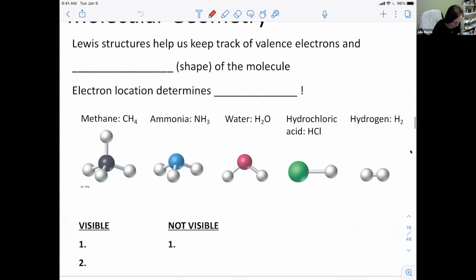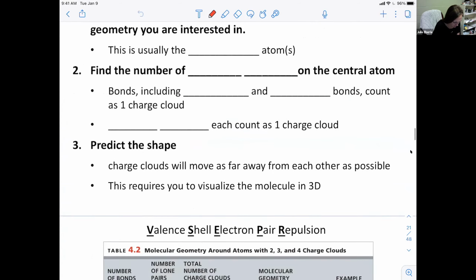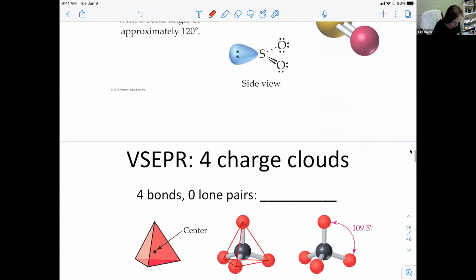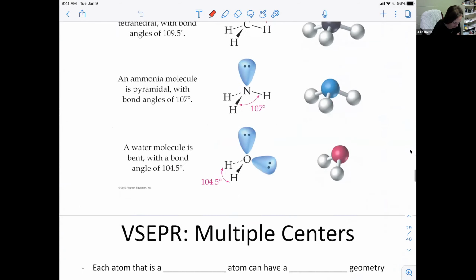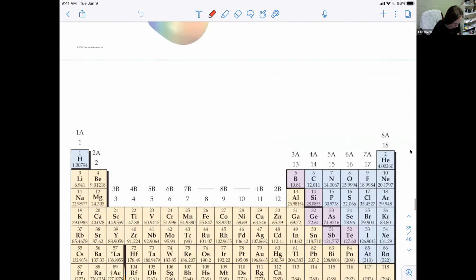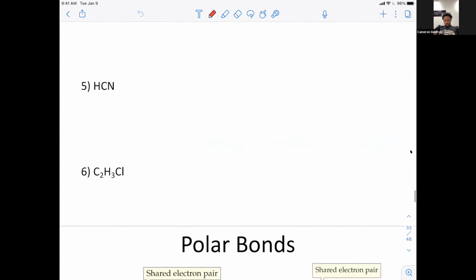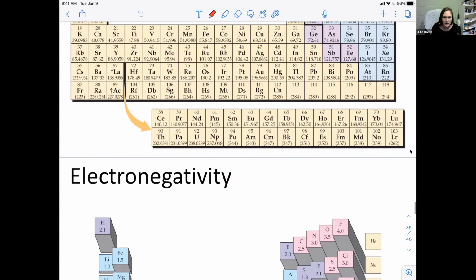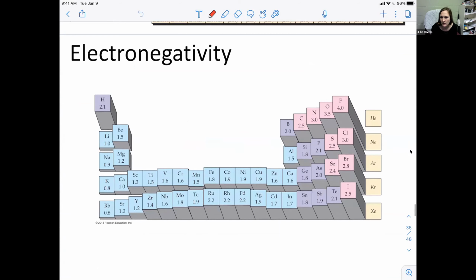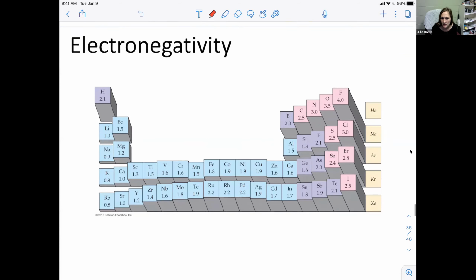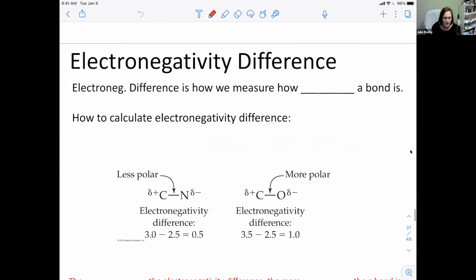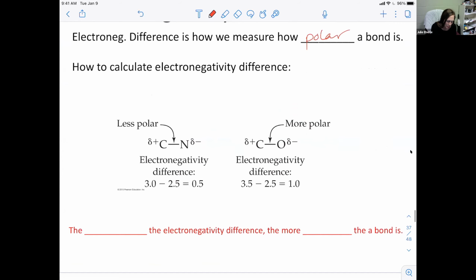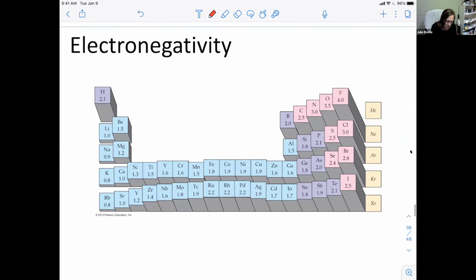So this is all stuff that I go through in my previous chemistry course, the prerequisite to this one. That's why you haven't seen these slides. All right, right here. I discussed in my previous course the idea of polar bonds and the idea of electronegativity. Have you ever heard of the electronegativity chart? Electronegativity difference. This is the key. This is how we measure how polar a bond is. I'll walk you through how to calculate electronegativity difference, and it all goes back to the numbers on this chart.